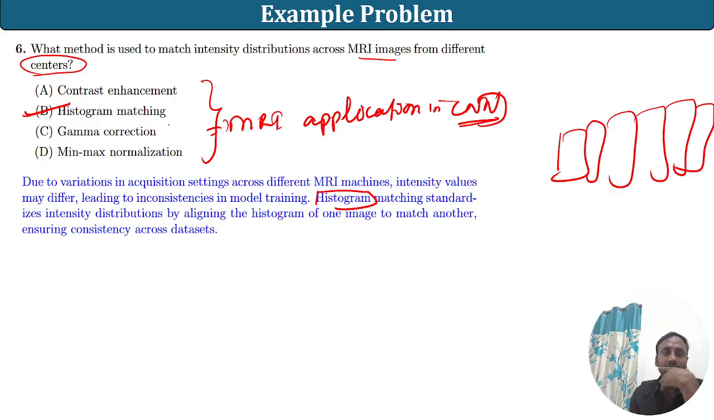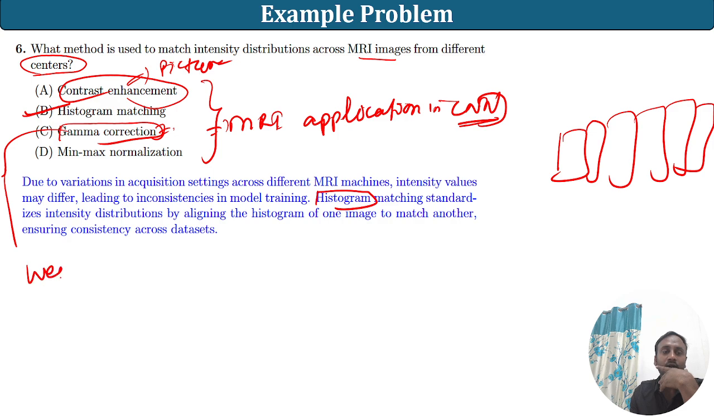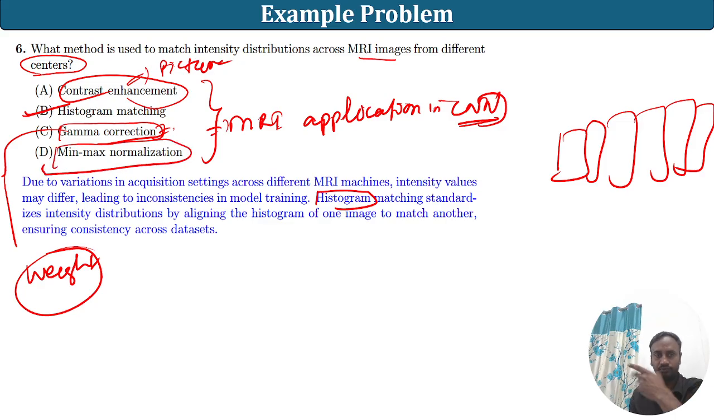Gamma correction is actually a different one. Contrast enhancement is something where we are playing with the picture itself. Gamma correction is something where we are adding some weights. Min-max normalization also we are not doing as such. We have histogram matching itself because the images have different intensity, so we can see the variation with the intensity. We should not do any corrections, normalization, or enhancement, because we can't manipulate or interpolate the already acquired medical images, like MRI.